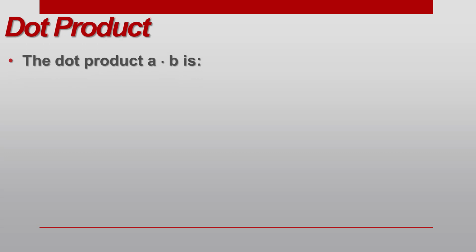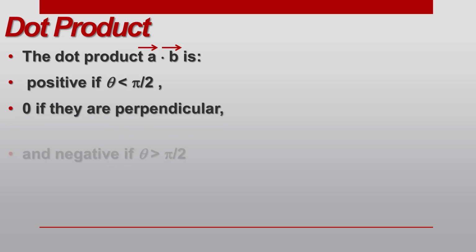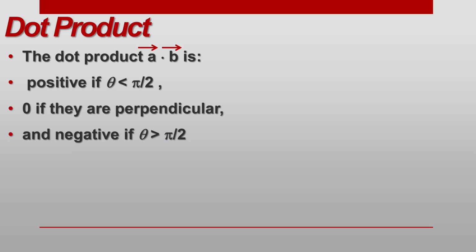So we can say that the dot product A dot B is positive if theta is less than pi by 2. If we take theta less than pi by 2, then the dot product will be positive. It means we check whether two vectors are almost parallel to each other or not. Their dot product will be 0 if they are perpendicular to each other, and negative if theta is greater than pi by 2. So if it is given that the dot product is positive, you should know that theta is less than pi by 2. If it is 0, the two vectors must be perpendicular. And if it is negative, theta is greater than pi by 2.